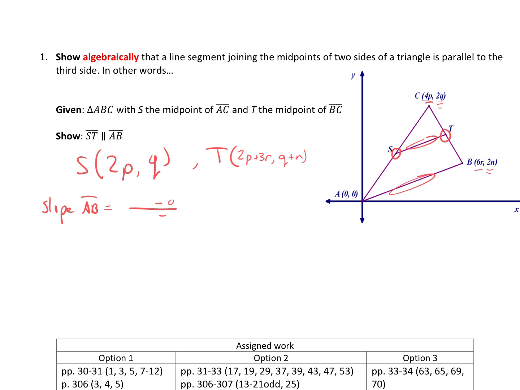Let's do the zeros last. That makes life easy. This is 6R, and wait. Rise over run, right? Rise over run. This is N over 3R. I think I did that right.